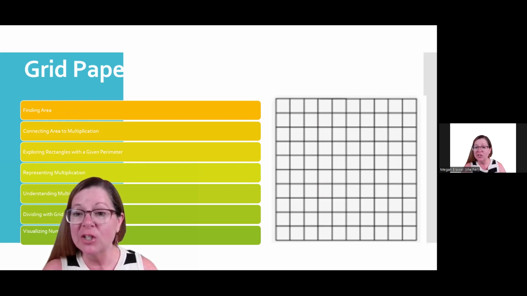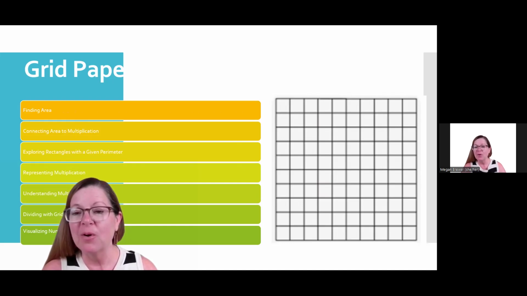Understanding multiplication strategies. Students can use grids to visualize and apply strategies like that distributive property we just talked about by breaking down a number before multiplying. We can show that visually on the grid.